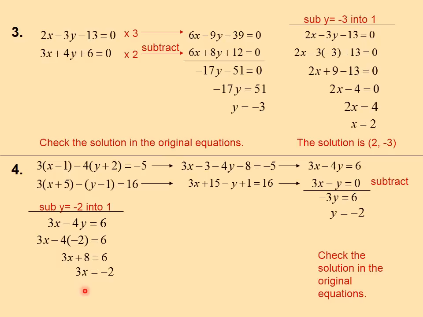We'll divide through by 3, and this time we end up with a fraction. And sometimes you do, so that's okay. We'll leave it like that. Don't change it to a decimal. So our solution is -2/3, comma, -2. And that's the process of elimination.